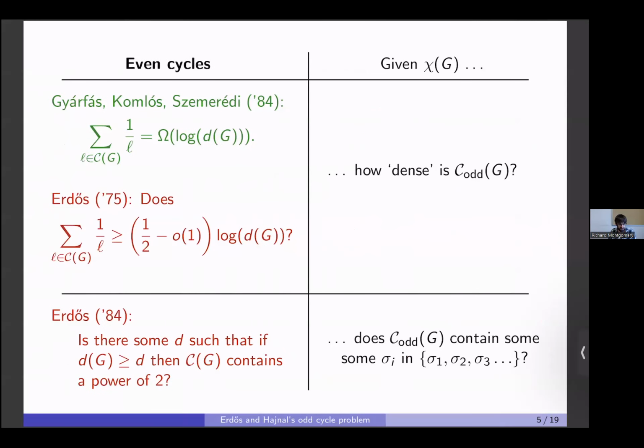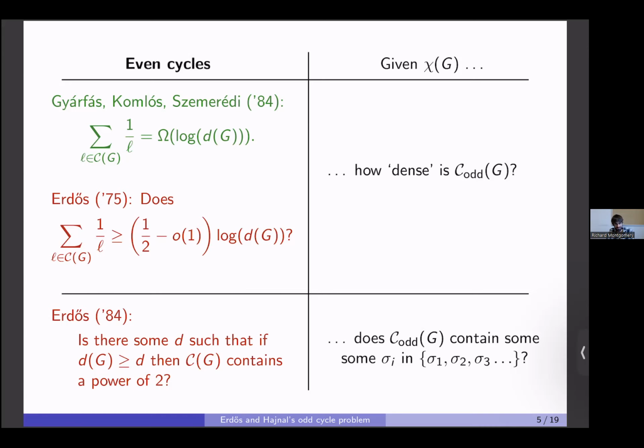And here is a very specific example, exactly the question Benny mentioned at the start, this question of Erdős from 1984. Is there some D such that having average degree at least D means a graph must contain a cycle whose length is a power of 2? I will mention at the end that eventually it does start to matter whether it's average degree or minimum degree, if you want to know the absolute best possible D here. But at this moment in time, we would be happy with just some constant D. So I'll keep it there.